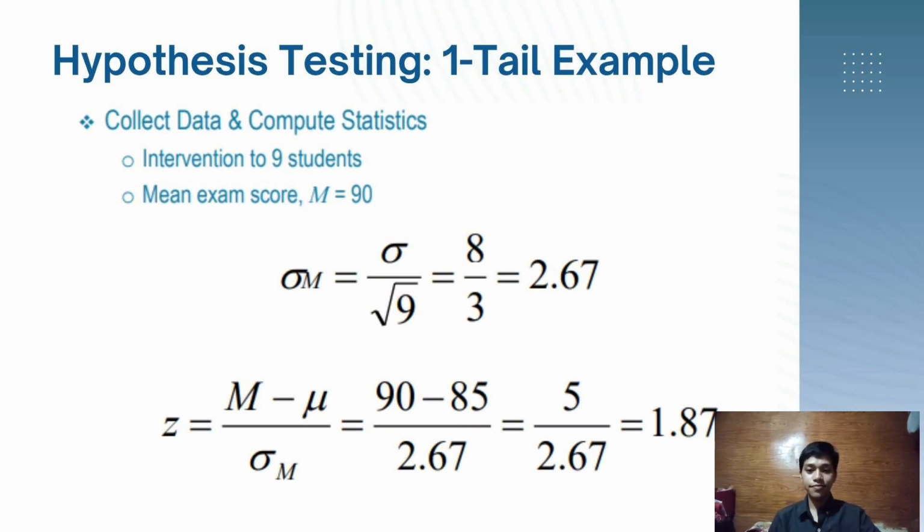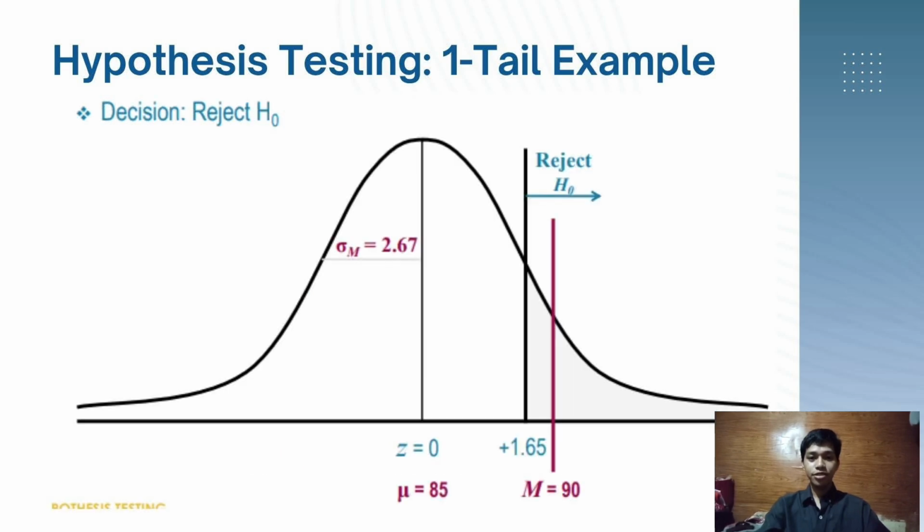The standard error of the mean is calculated as 8 divided by the square root of 9, which is equal to 2.67. The z-score is then found by subtracting the population mean from the sample mean and dividing by the standard error, resulting in a value of 1.87. For a one-tailed test at the 0.05 significance level, the critical z value is 1.65.